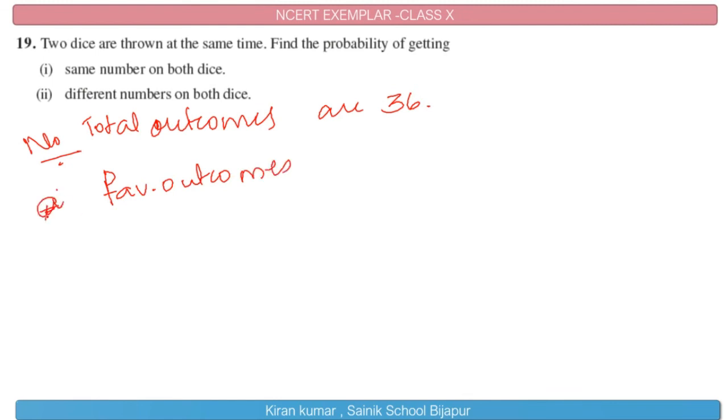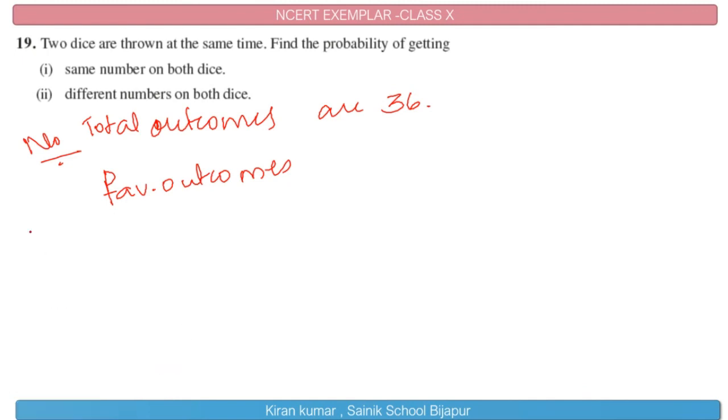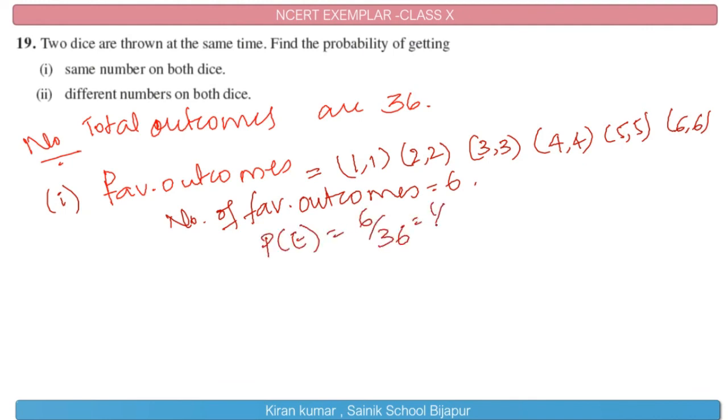In this, for the first one, the favorable outcomes are (1,1), (2,2), (3,3), (4,4), (5,5), and (6,6). So the number of favorable outcomes will be 6. So the probability of this event is 6 upon 36, which is 1 by 6.